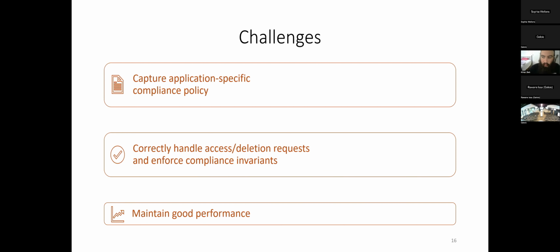In this work, we encountered three main challenges. These will outline the rest of the talk. First, K9db must capture application-specific compliance policies, especially around shared data and anonymization. Second, K9db must enforce these policies correctly when handling access and deletion requests. K9db must also ensure that any invariants that are required for compliance always hold. And finally, K9db should achieve all of this with good performance.